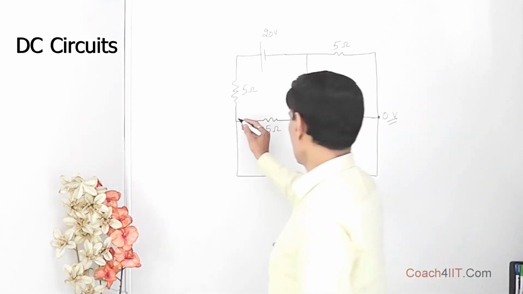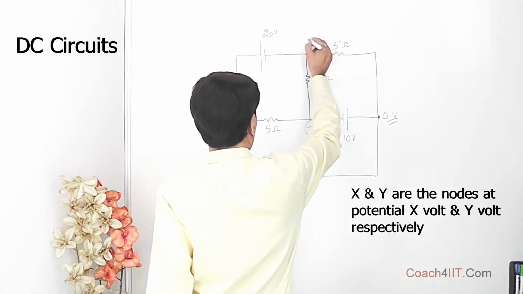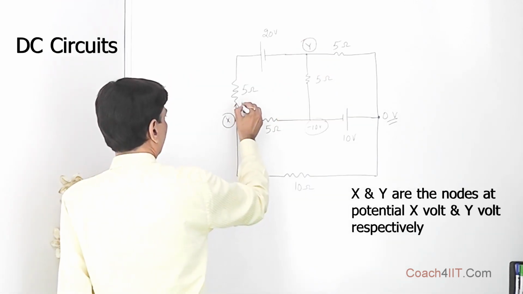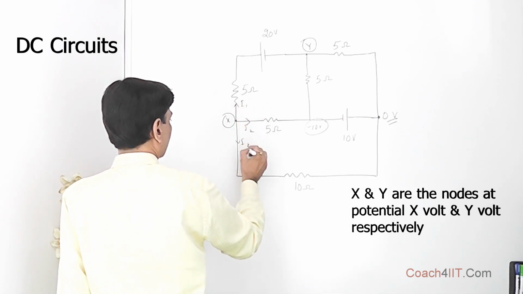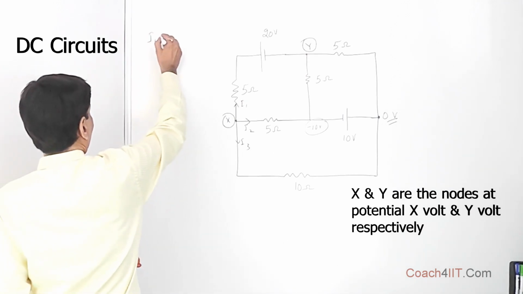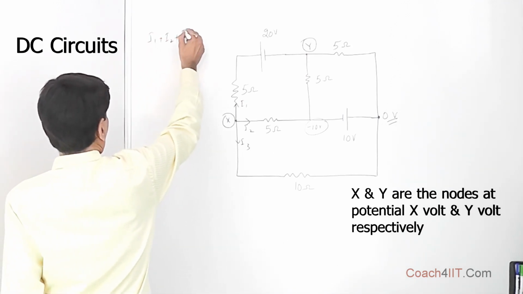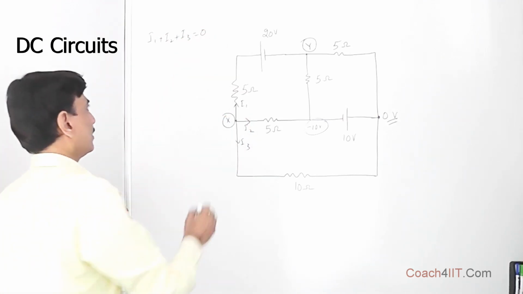The rest of these two nodes, we can call one X and the other Y. For node X, we can say I1 plus I2 plus I3 is equal to 0. That is, I1 plus I2 plus I3 is equal to 0 for the node X. I is equal to V by R.